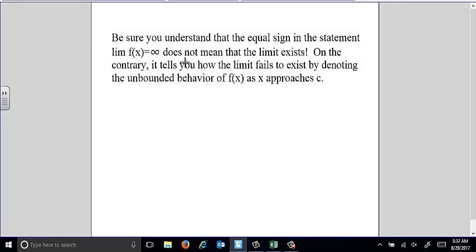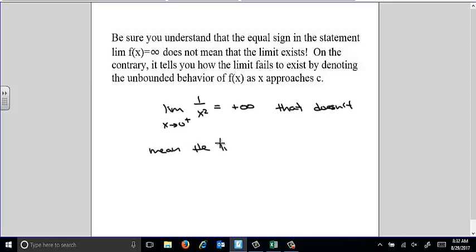Okay, so when I say the limit as x approaches 0 from the positive direction of 1 over x squared is equal to plus infinity, that doesn't mean the limit exists. So the equality doesn't mean the limit exists.